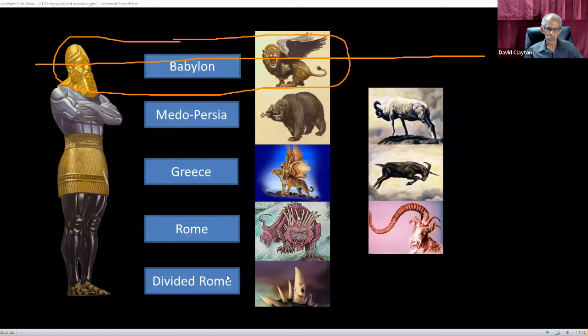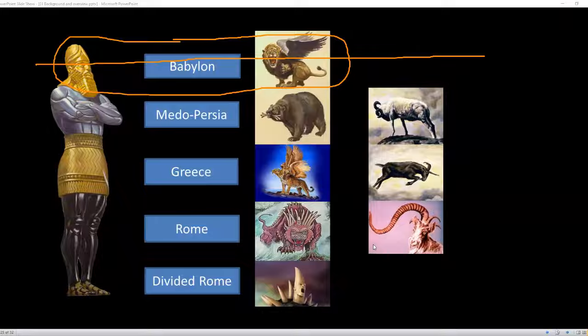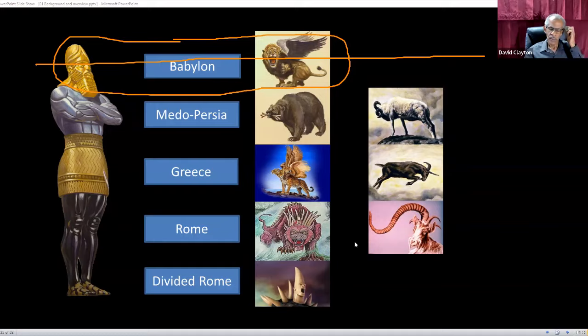What about divided Rome? Well, Brother David, yes, Ian, let me just say quickly. There's no symbol in chapter 8 that represents divided Rome. Instead, what you have is Rome itself. This horn becomes a great horn, and it covers all of this coming down to here. So the one horn represents Rome in its 2 phases.